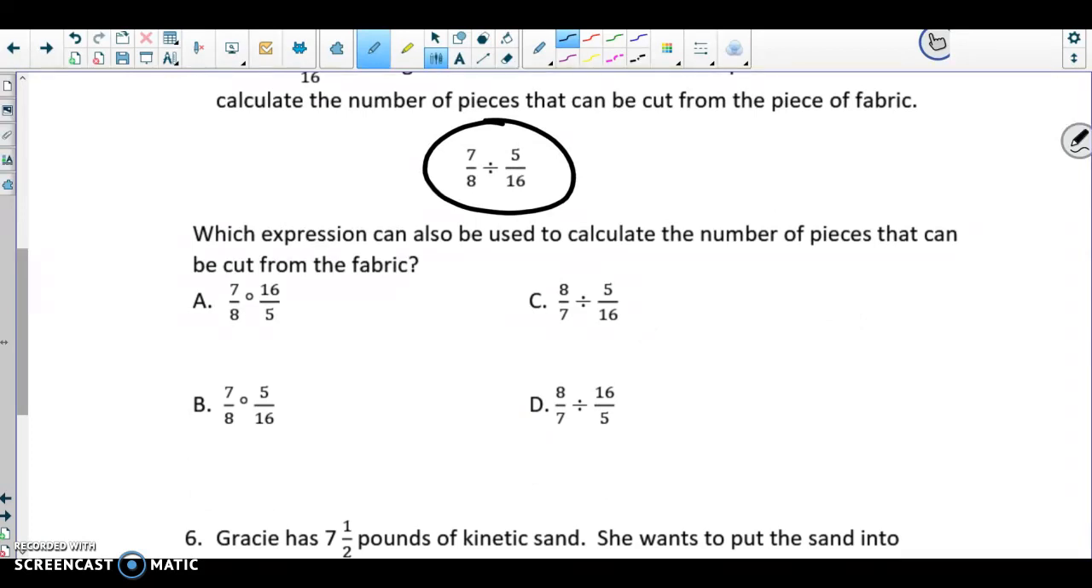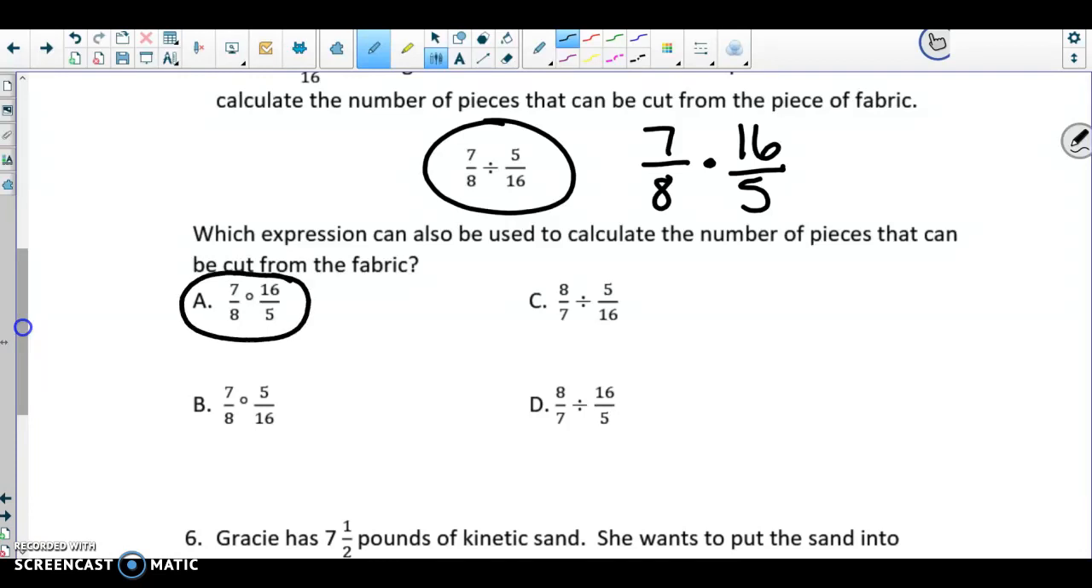And so now we're just looking at our answer choices, and they're all either multiplication or division problems. So if I remember, how do I divide fractions? Well, I know that I need to actually multiply by the reciprocal. And so I would use the reciprocal of 5/16 to be 16 over 5. The first number stays the same. So now basically I just need to look for 7/8 times 16 over 5.